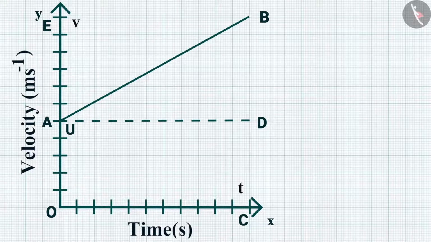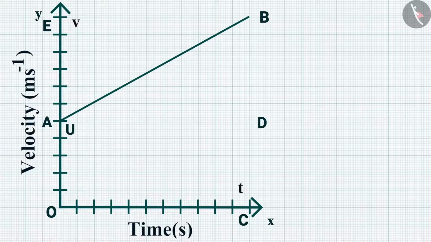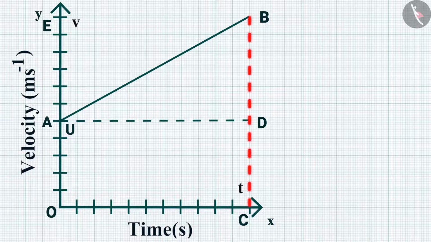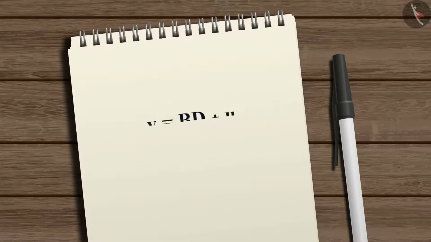The change in velocity is shown by the line BD, where BD = BC - CD. Now, let's draw a line AD parallel to OC. We can see from the graph BC = BD + DC = BD + OA. Now, we can substitute the value of BC and OA in the previous equation to get v = BD + u. BD = v - u.